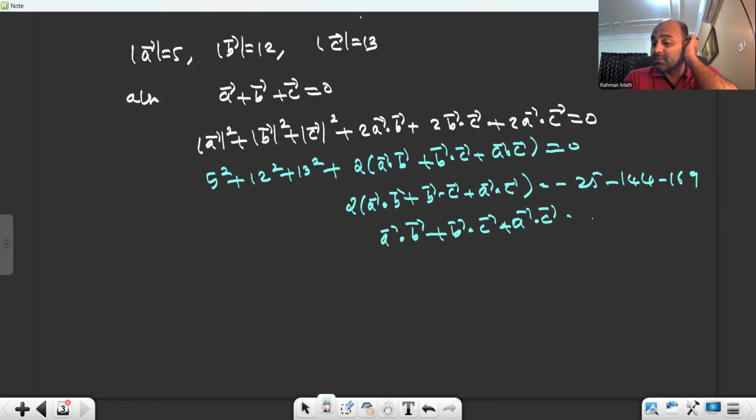So A dot B plus B dot C plus C dot A, or A dot C, equals, how much? 338. Minus 338, make sure the calculation is correct. Divided by 2 will be there. So the answer is minus 169. That's the answer. Any step doubt, anybody, let me know. Simply don't write it, I told you already. So I hope you understood this also.